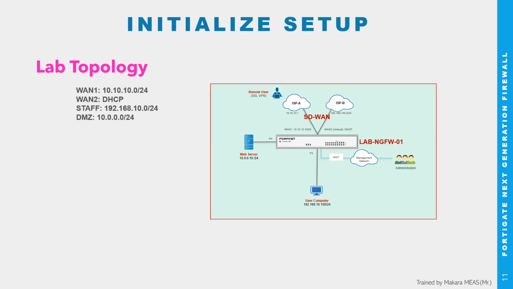For the lab topology, as you can see, it is a very simple design. We have WAN 1, and we will use a static IP 10.10.10.0/24, and WAN 2 will use DHCP, and we have the internal subnet 192.168.10.0/24, and DMZ as well. This lab topology we will set up in VMware Workstation. So we need to understand the network preference or network adapter that we need to use in VMware Workstation. I will demo this in the lab as well.